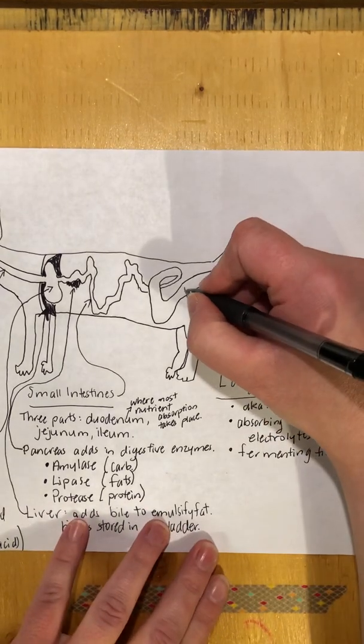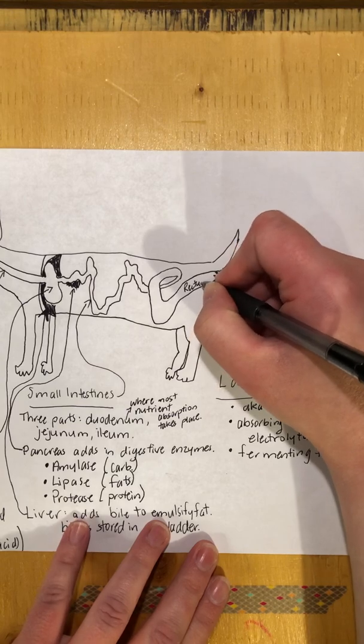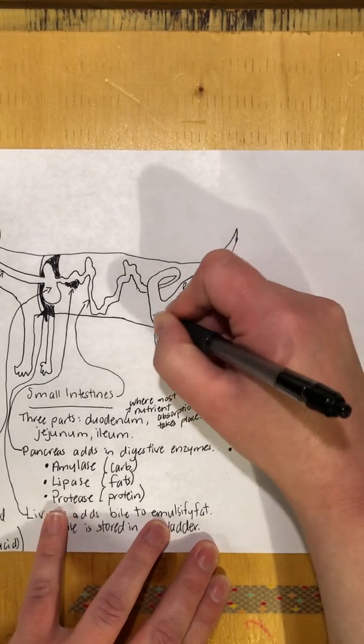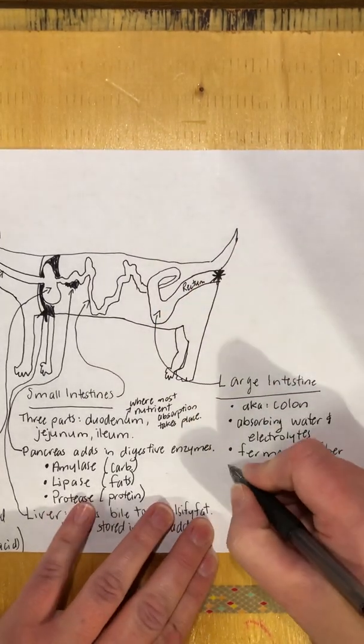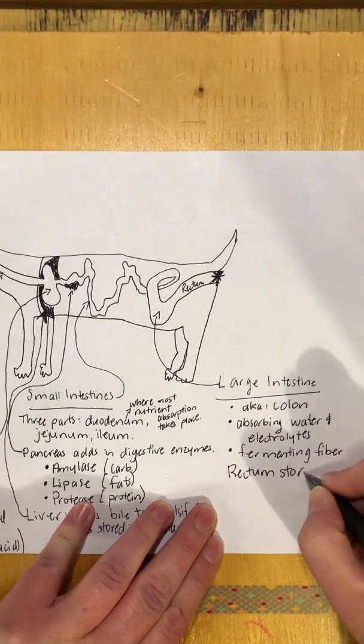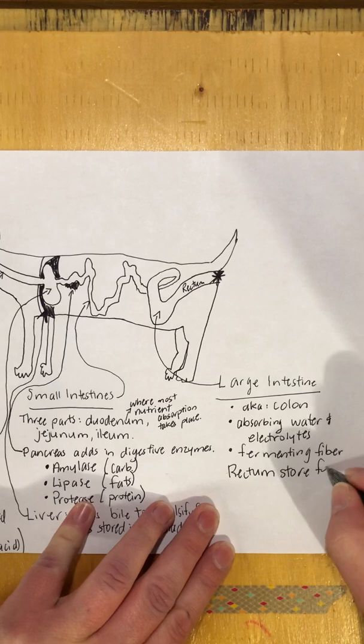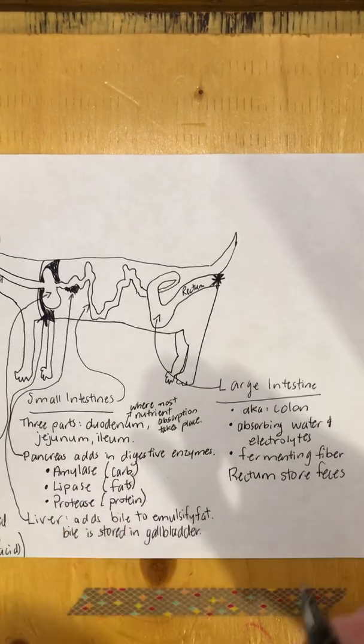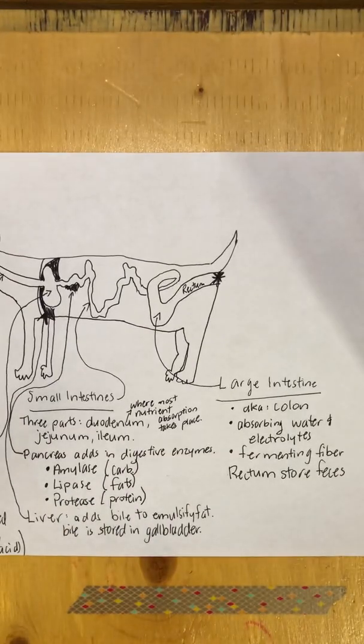And then this last little portion here of the large intestine, I forgot to label the large intestine, is the rectum. And the rectum is responsible for storing feces until there's enough that it triggers the response in the brain to empty the intestines.